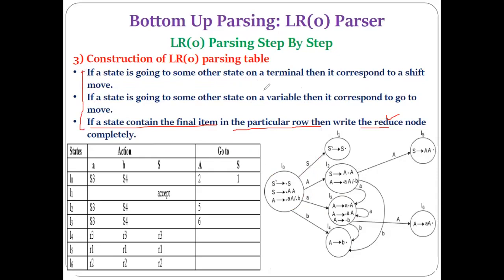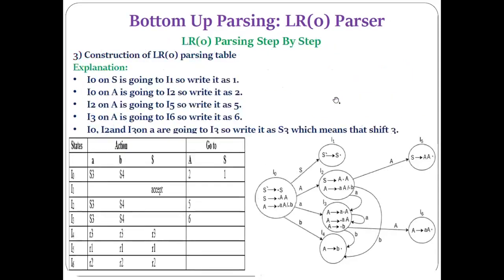First, when one state moves to the other state on a terminal, you perform the shift operation and make its entry in the action column. When one state moves to the other state on a non-terminal or variable, you make the entry in the go to column. And when a state contains the final item, you make the reduce entry. Okay, let's see that in the example.